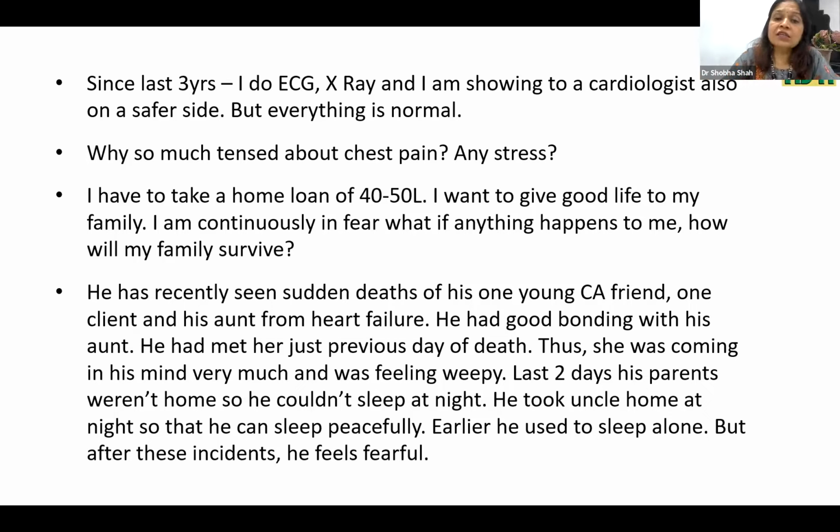Also recently he has seen that one of his friends who just passed the CA, within 1 year met with a sudden heart attack, and he passed away. Also there was another aunt of his, she also suffered sudden heart failure, and he was very much attached to his aunt, and he had just met her the previous day. So that aunt was there on his mind, and he was not able to forget her and this other CA friend also. That was disturbing him quite a lot, and that was affecting his health, affecting his sleep.